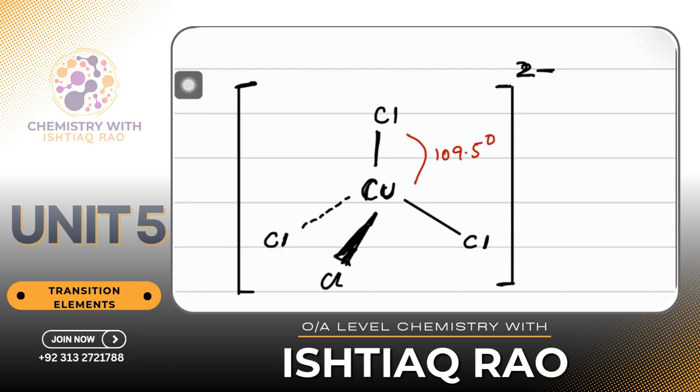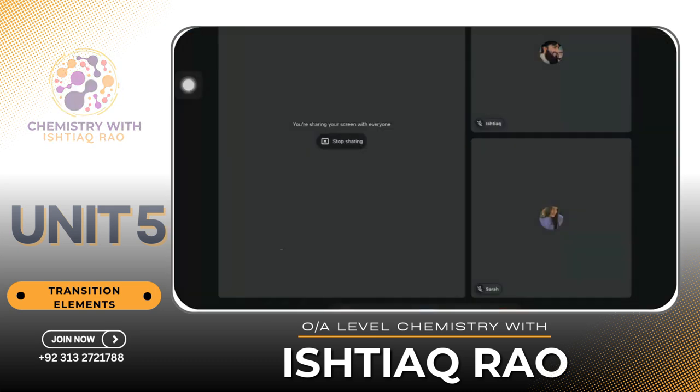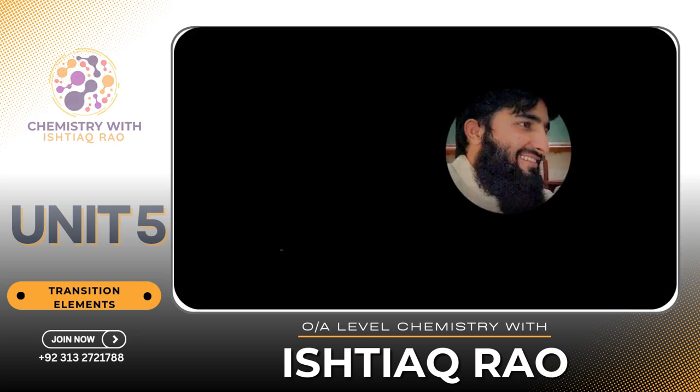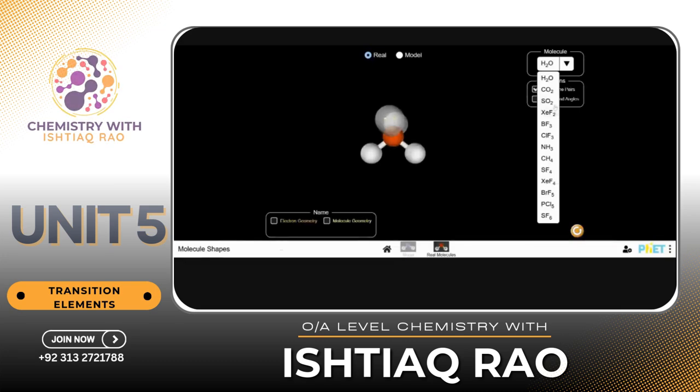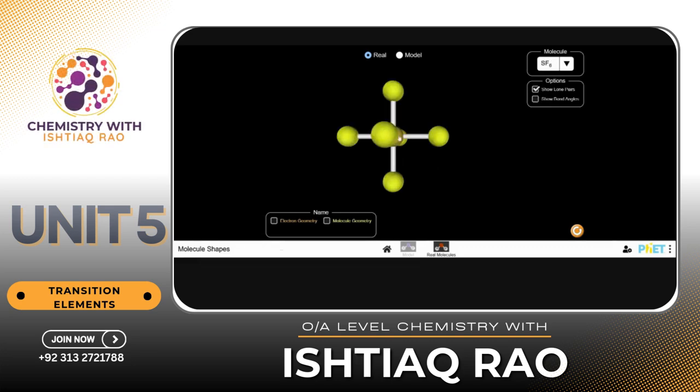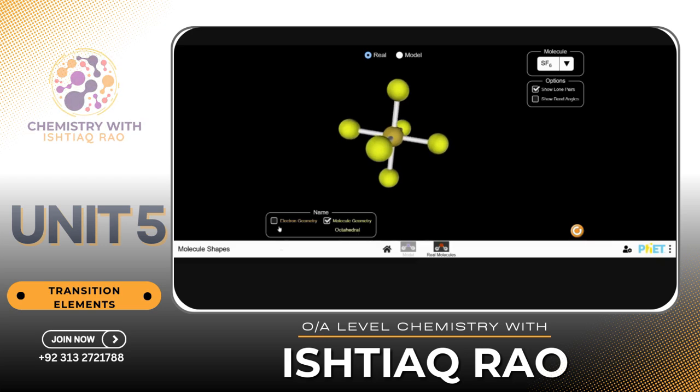Let's suppose I'm selecting SF6. You can see this is an octahedral shape, and you can see the bond angle as well. The bond angle is going to be 90 degrees.